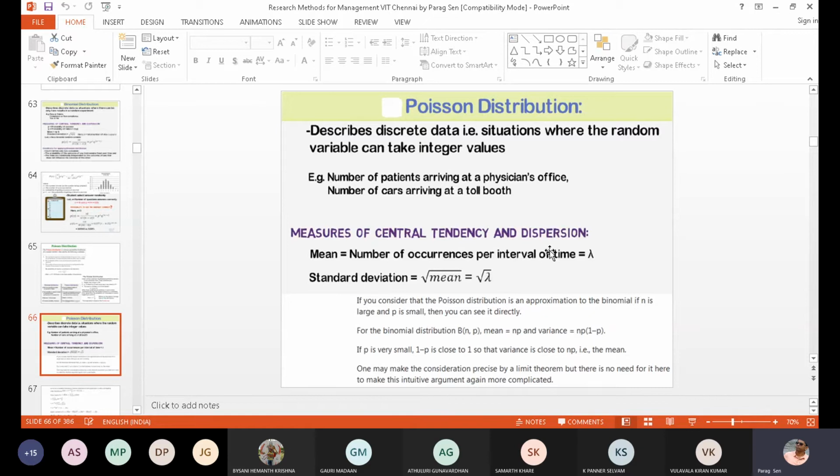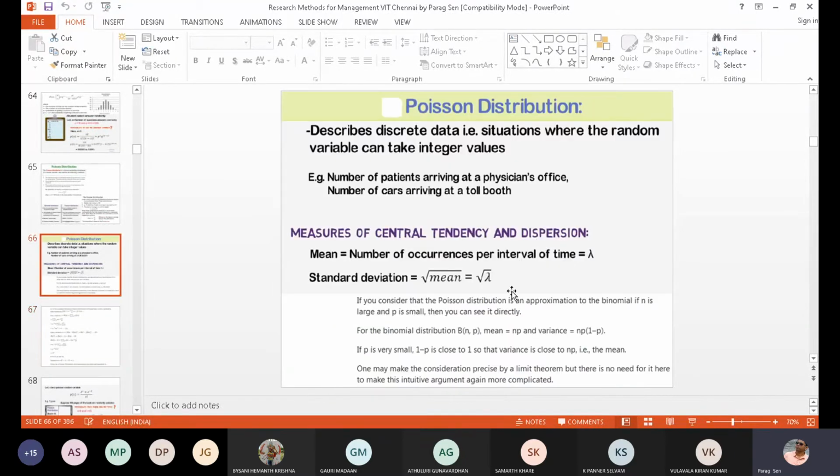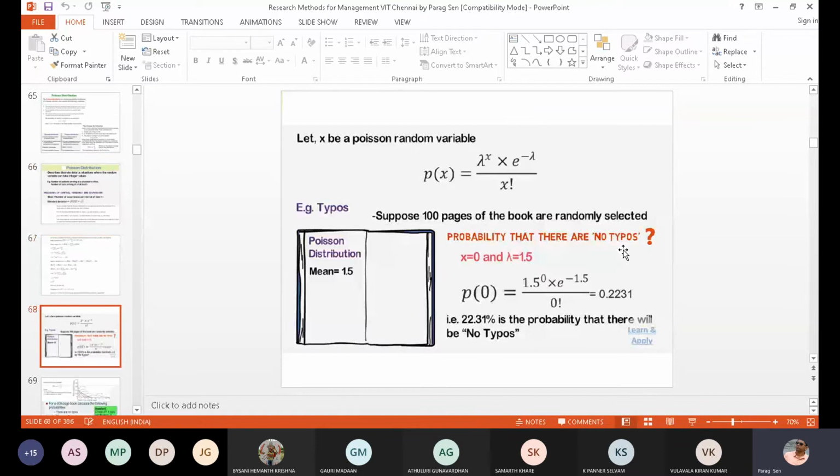If you consider that the Poisson distribution is an approximation to the binomial, if n is large and p is small, you can get it. Anyway, the proof is given, and we are not going into the proof. You simply need to know the mean and the standard deviation in the case of the Poisson distribution; that will suffice. We are avoiding the proof.